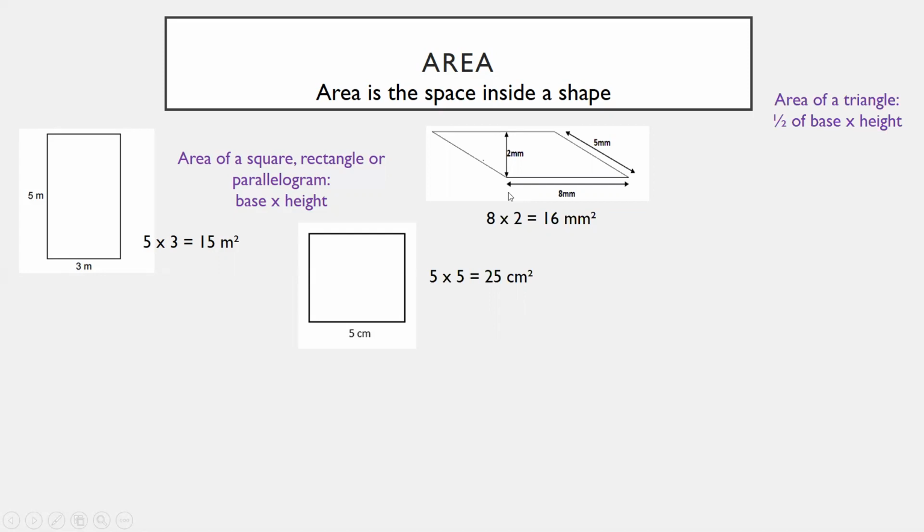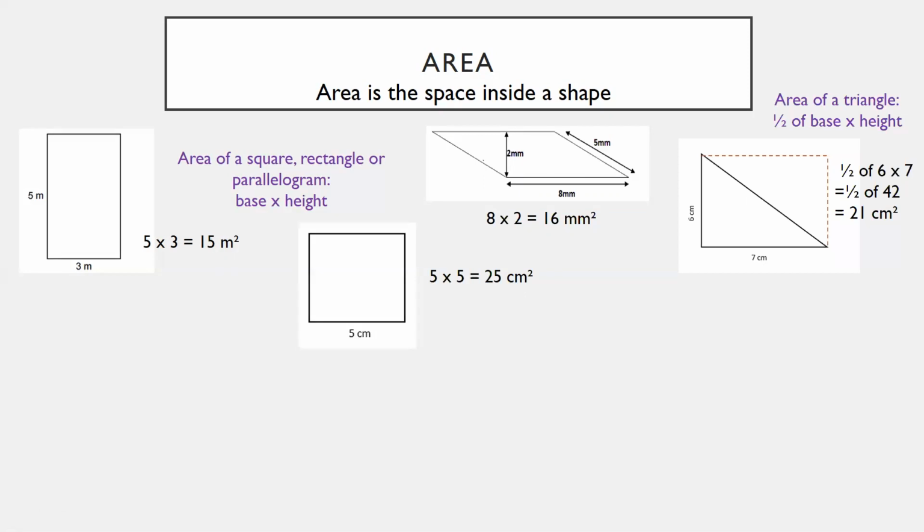The area of a triangle, we find that by doing half of the base times the height. So on this one, we've got a base of 7 and a height of 6. And we're going to half that answer. We half it because a triangle, look, is half of a rectangle. So if I were to draw in the lines to make a rectangle, this would be half of it. So we need to do 6 times 7, which is 42. And then half of 42 will give us 21.